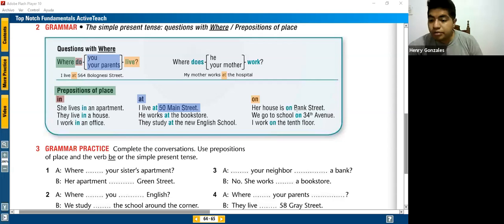The preposition on. We use the preposition on with streets, with avenues, también con las calles y avenidas, pero en este caso no son tan específicos como el anterior, con el at, ¿no? En este caso te damos una dirección completa, the complete address, but in this case, no, okay? For example, her house is on Bank Street. No decimos, su casa está en la calle Bank, ¿no? On Bank Street. It's a large street, right? Debe ser una calle larga. It's not something specific, right? No nos dan algo en específico en sí.